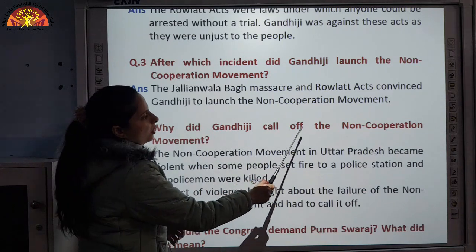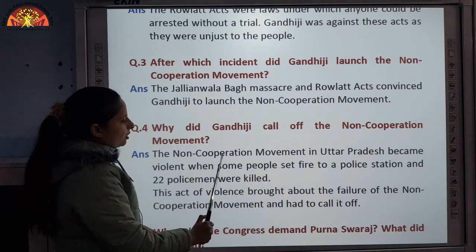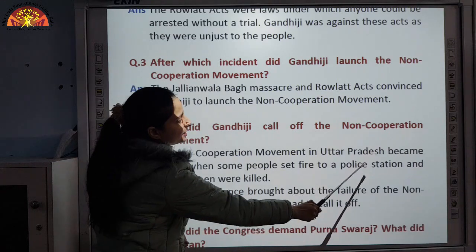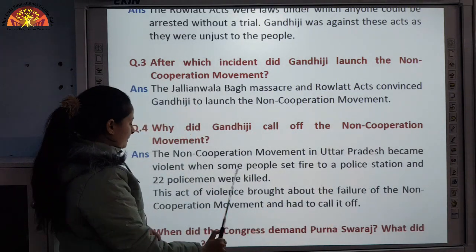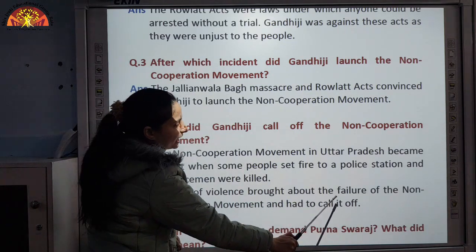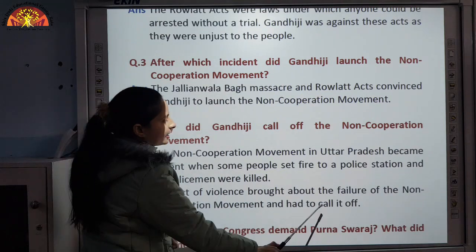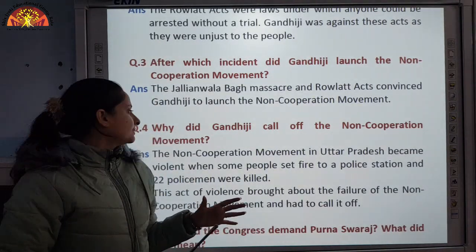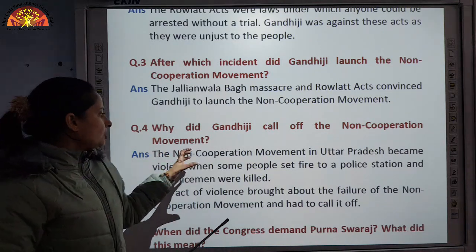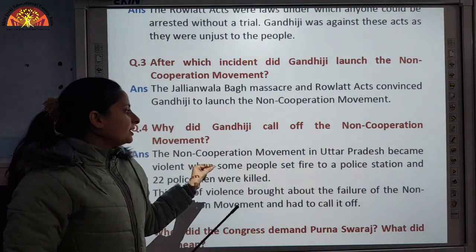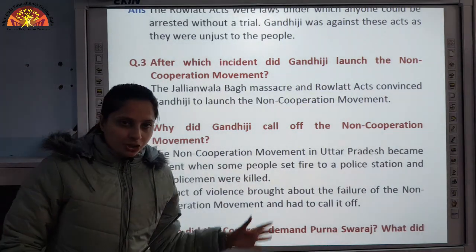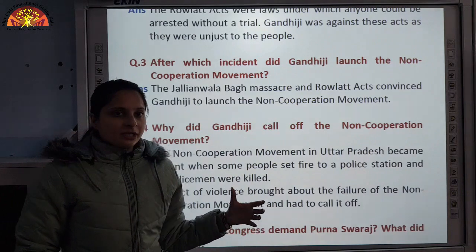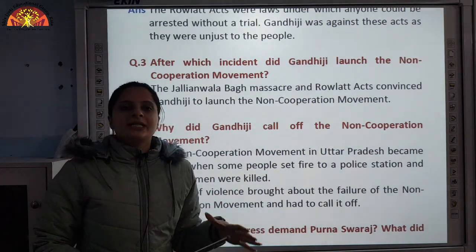Question number 4 is, why did Gandhiji call off the non-cooperation movement? The non-cooperation movement in Uttar Pradesh became violent when some people set fire to a police station and 22 policemen were killed. This act of violence brought about the failure of the non-cooperation movement and he had to call it off. We learned that Gandhiji believed in following the principles of non-violence and satyagraha. So when the non-cooperation movement in Uttar Pradesh became violent, wherein people set fire to a police station and 22 policemen were killed, seeing this violence, he said that this way we can't achieve independence, and then he called off the movement at that moment only.